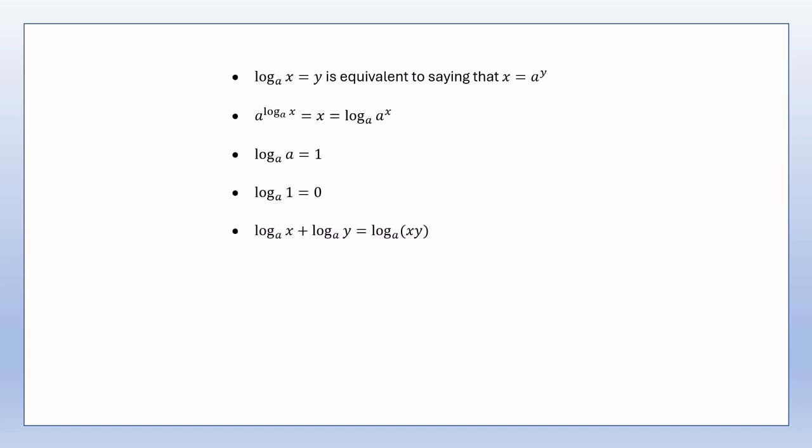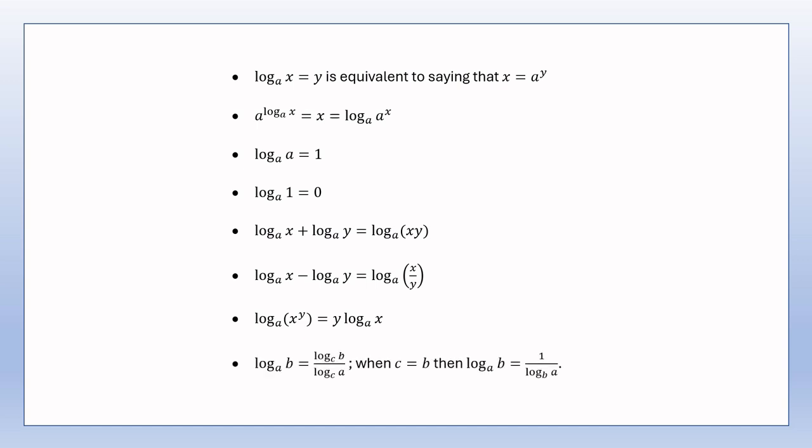Log to the base a of x plus log to the base a of y equals log to the base a of x times y. Log to the base a of x minus log to the base a of y equals log to the base a of x divided by y. Log to the base a of x to the power of y equals y times log to the base a of x. And log to the base a of b equals log to the base c of b divided by log to the base c of a, where c is any usually convenient positive number.